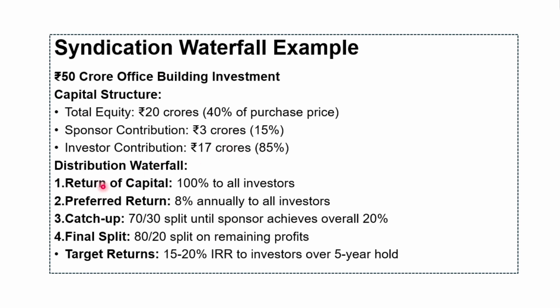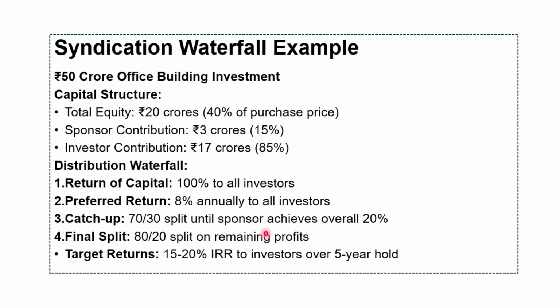Distribution waterfall creates a hierarchy of returns. So return of capital 100% to all investors pro rata until they receive their initial investment back. We have preferred returns 8% annually to all investors on their outstanding capital, then catch up 70 to 30 split until sponsor achieves overall 20% profit share, and then final split of 80-20 on all remaining profit.